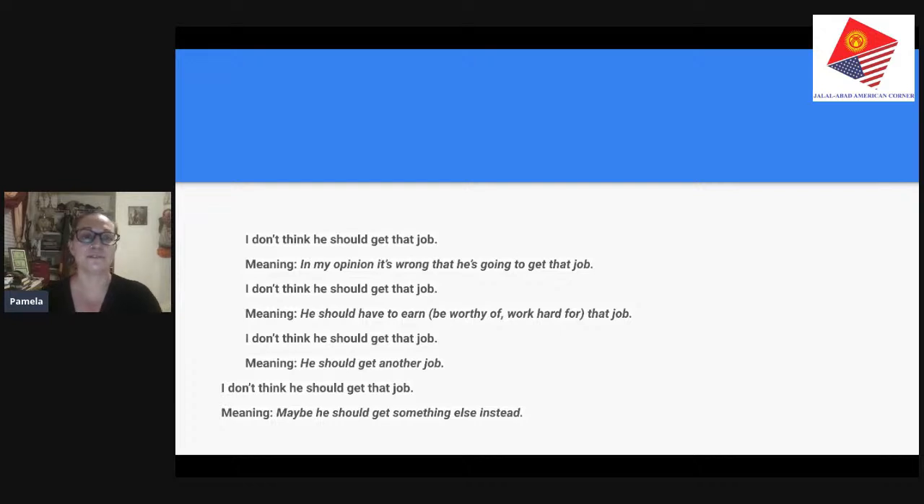The next one, I don't think he should get that job. That means he should have to earn it, not just have somebody give it to him. He hasn't put in the work yet to earn it. I don't think he should get that job. That means he should get another job, not that one, a different one. And I don't think he should get that job. Maybe he should go to school instead, or maybe he should retire, something else.